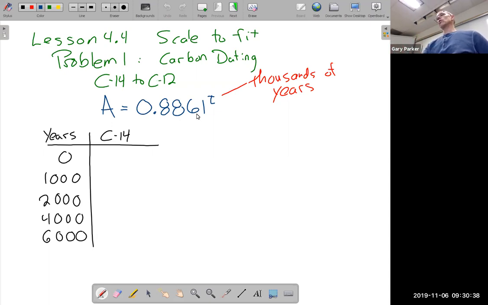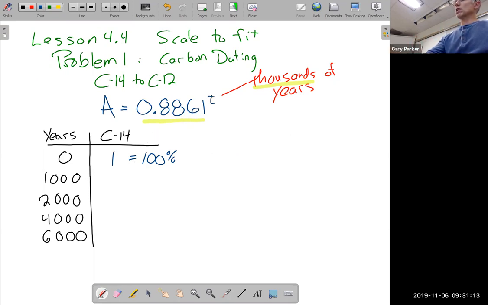So we have this equation right here where we get about 88% of the carbon 14 remaining every 1,000 years. So T here is in thousands of years. It's important to keep in mind. So if I make a table for what this is telling me, in the beginning, something has 1 or 100% of its carbon 14. And then over time, we lose about, what's that, 11, 12% of the carbon 14.